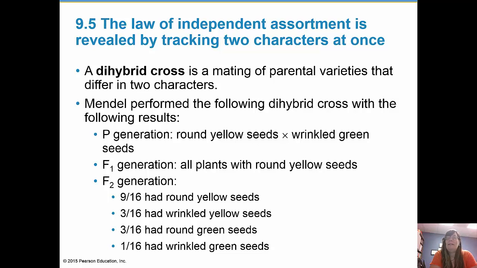9 are going to be round yellow seeds, so both dominant traits showing through. 3 are going to have wrinkled yellow seeds, so 1 dominant trait, 1 recessive. 3 will have the other dominant and recessive traits, so round green seeds. And 1 out of 16 will have both recessive alleles, so wrinkled green seeds.